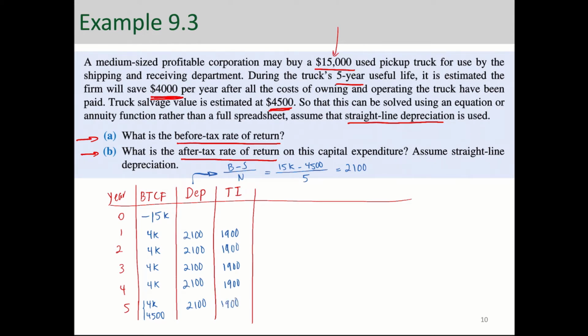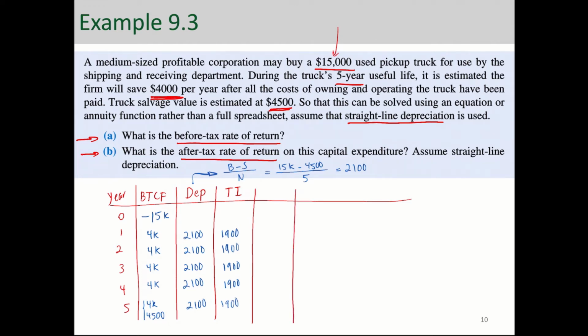Note that this salvage value is not taxable, so we're not going to include that in the tax calculation. We're just going to use the 4,000 minus 2,100, that is 1,900. The $4,500 is going to remain untouched for tax purposes.